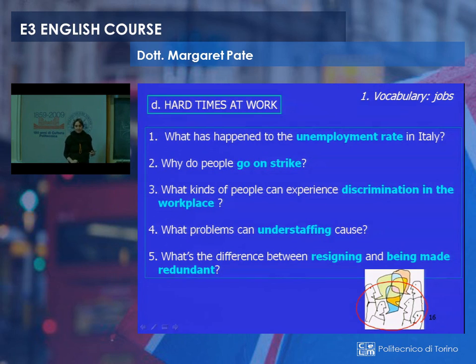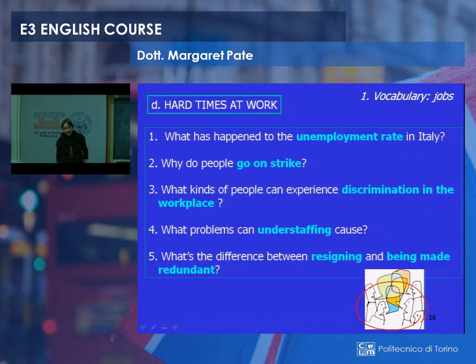Number 4, what problems can understaffing cause? Somebody said, more labor for the staff. Okay, more labor for the staff. Labor's not really the right word here. More work for the staff. And what else? If you work more, then you probably have to work... Yeah, last week we looked at comparative forms, is that right? So longer, okay. We can use some comparatives here.